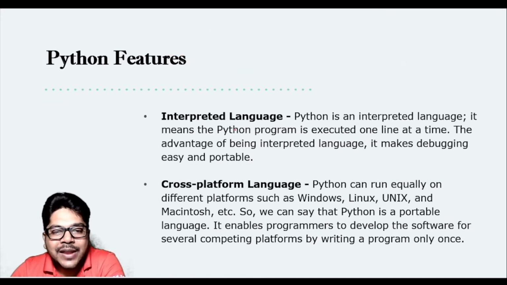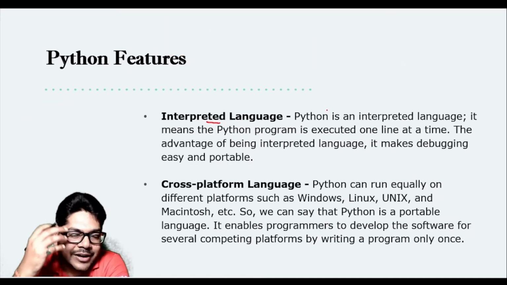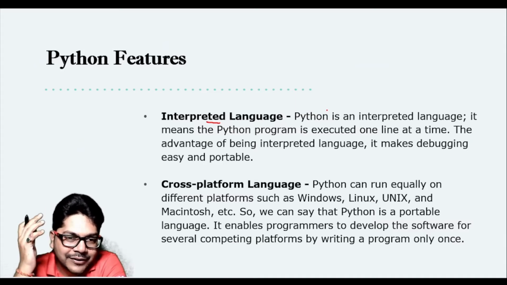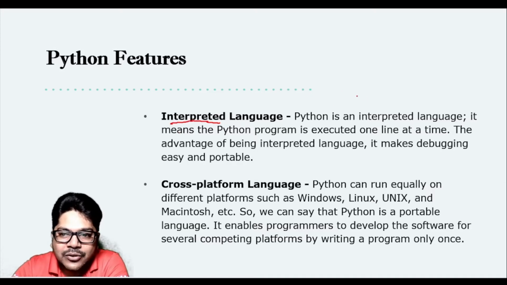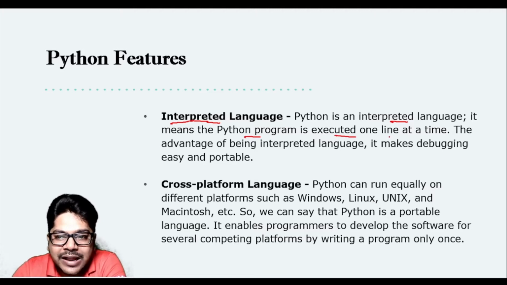Going ahead from here, it is an interpreted language. You were wondering that if there is no compiler, then what is there? Of course the obvious answer is interpreter. So Python is an interpreted language. It means the Python program is executed one line at a time.